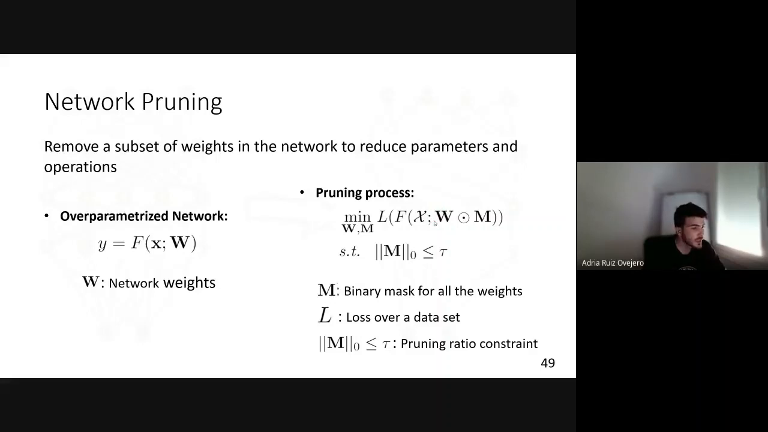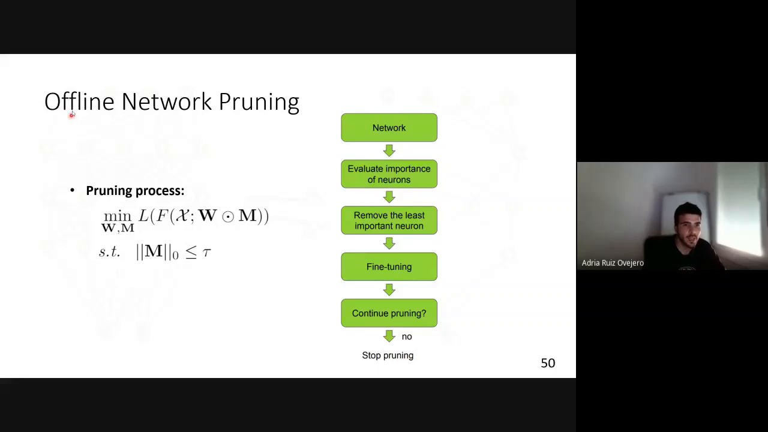So this is easy to understand. The question is how we address this optimization problem. There are many ways to do it. I'm going to talk now about offline network pruning. So we can do this offline or online, and I'm going to explain now the difference.